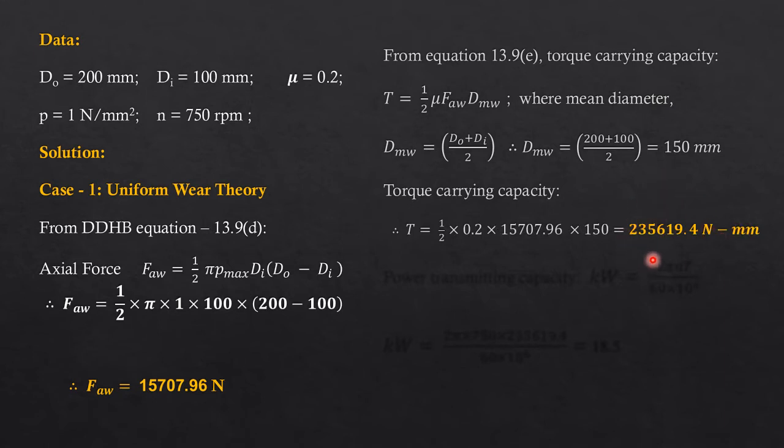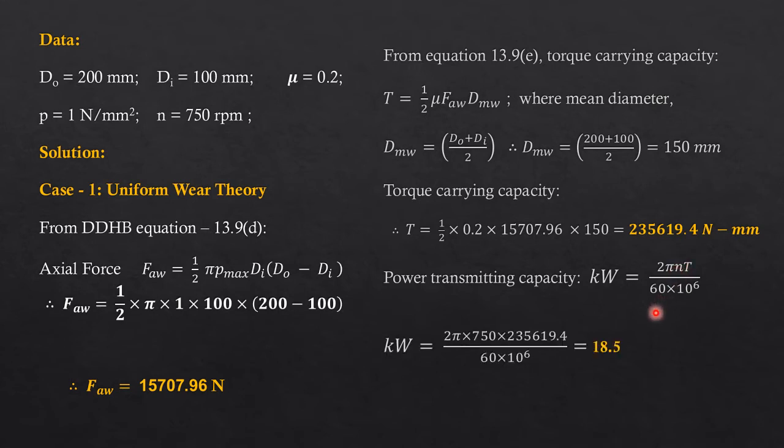All right, so once you know the torque, you can then calculate the power. Power in kilowatts can be obtained as 2 pi NT by 60 into 10 power 6, right? RPM N is known. So substitute that and you will get the power in kilowatts. Therefore, the power that we get for uniform wear theory is 18.5 kilowatt. All right, so this is how we determine the power that can be transmitted by the clutch. So this was for uniform wear. In the next slide, we will look at uniform pressure.